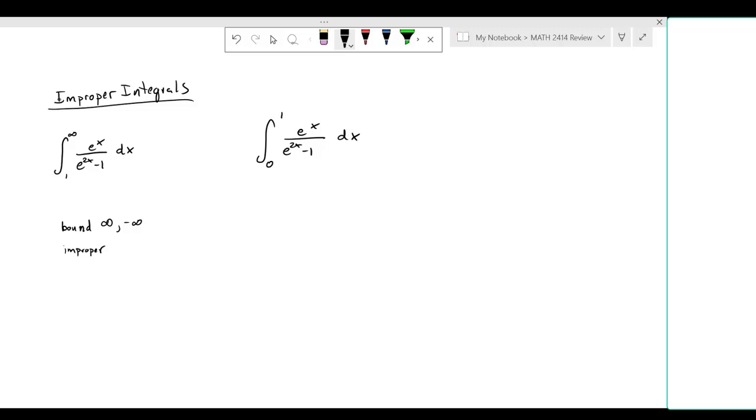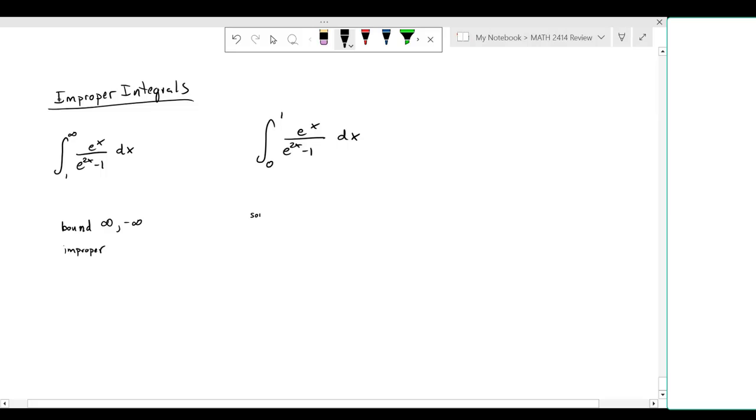Well, it's something else. Yeah, because if there's a value of x on the interval of integration which gives the function a vertical asymptote, or say 0 in the denominator, then it's improper. Right? So that's another way to be improper.